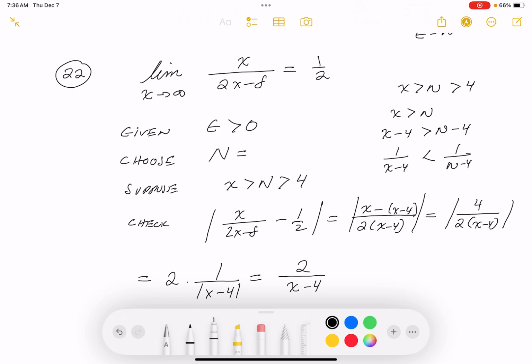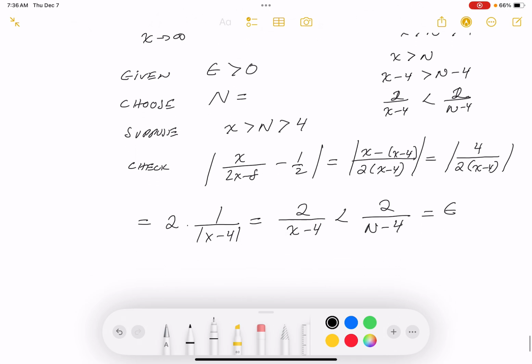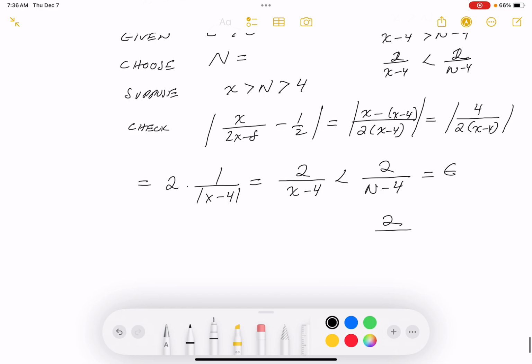And then you can multiply both sides by 2. Positive number, no effect on inequality. So what do I got over here? I got this now. What do I want to get? I want this to lead to an epsilon, and I think I'm almost there. Let me see if I can solve that. You get 2 over N minus 4 equals epsilon, so 2 over epsilon would equal N minus 4.